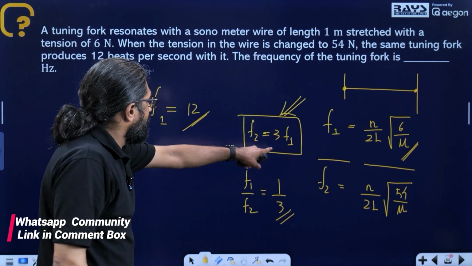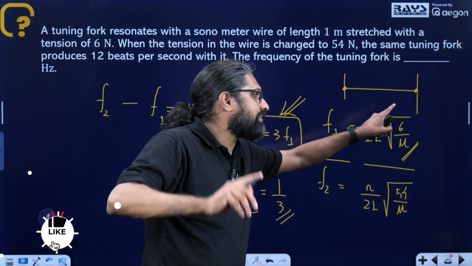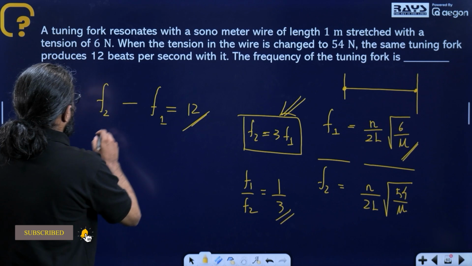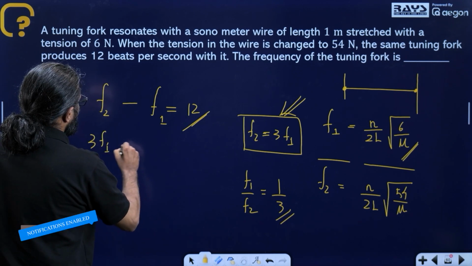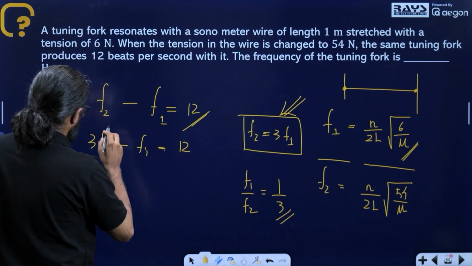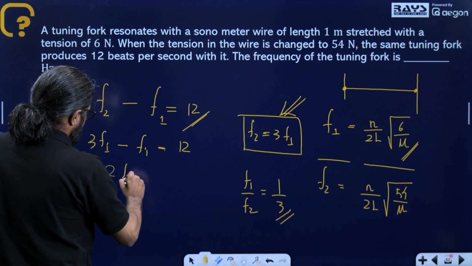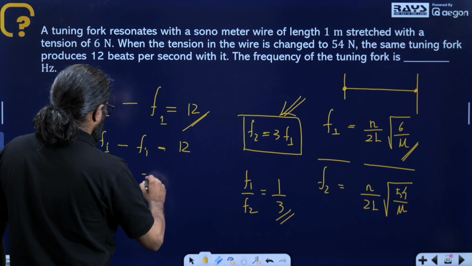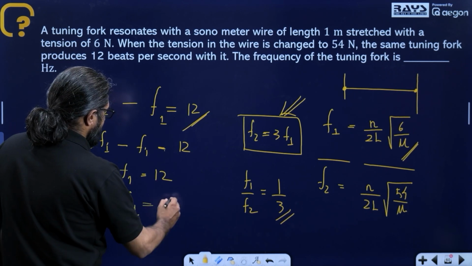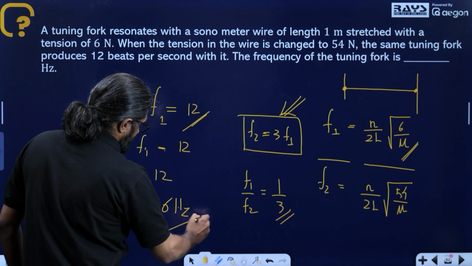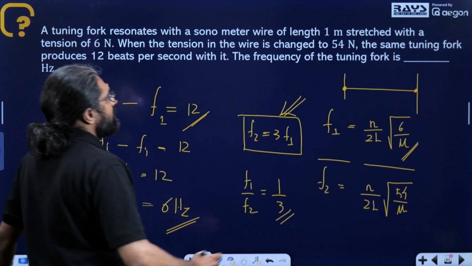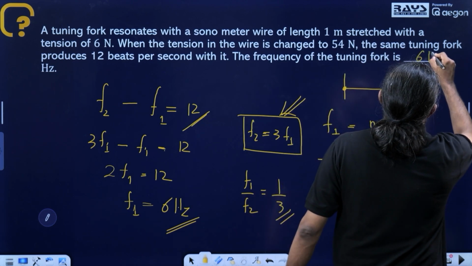Look, f1 is not only the frequency of this string in the first case, it is also the frequency of the tuning fork. So now I can say that 3f1 minus f1 is equal to 12, which means 2f1 is equal to 12, or f1, which is the frequency of the tuning fork, is equal to 6 hertz. So the final answer would then be 6 hertz. So 6 hertz is the answer to this question.